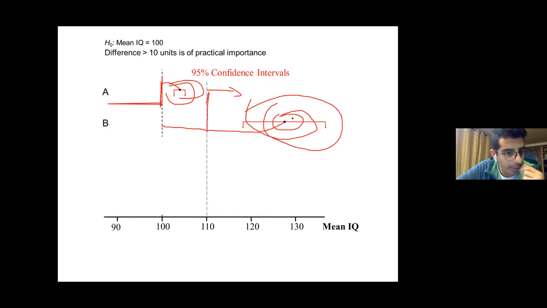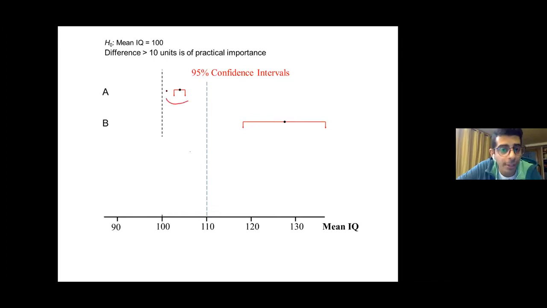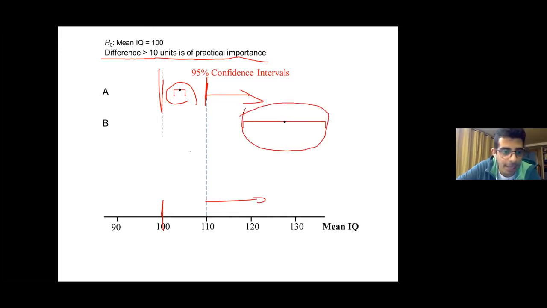So this one is significant and important. This one's only significant, but it's not important, because if I remove all of this again, notice how this doesn't touch the mean, but it doesn't go past this line, which says that it's important. Look, a difference greater than 10 units is of practical importance. They're saying that if this is the mean and you go beyond 10 points, so you go beyond 110, that means that it's important. Now this, it satisfies it. Blue line is for effect size? Yes, blue line is for effect size.